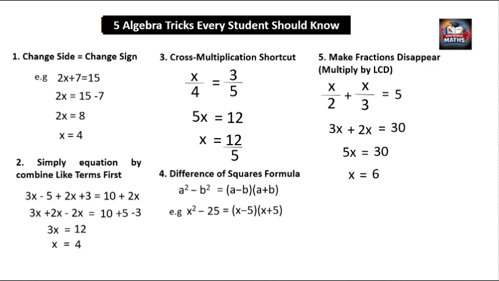When you're dealing with fractions and you want to eliminate the fractions, what you have to do is find the lowest common denominator and multiply everything in the equation by that lowest common denominator. The fractions will disappear. You can go ahead easily to solve your equation.